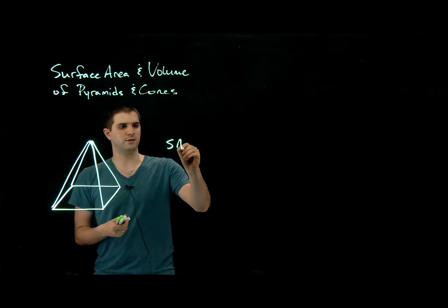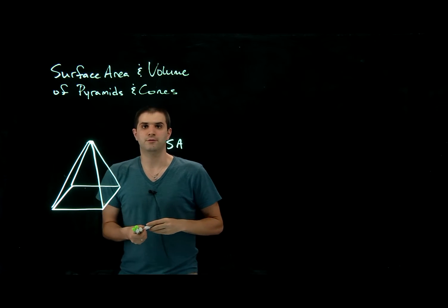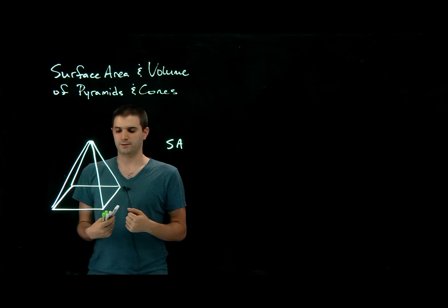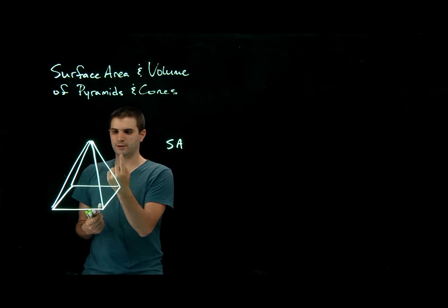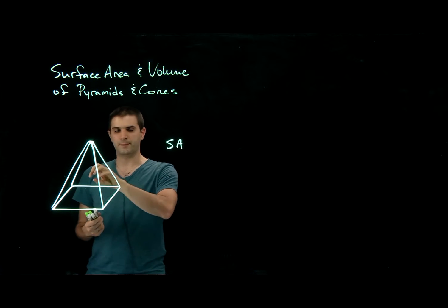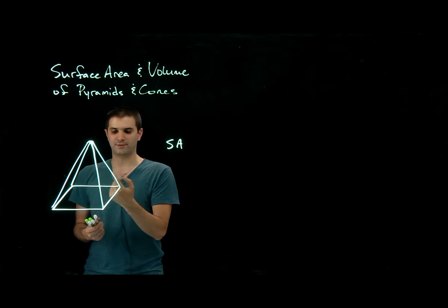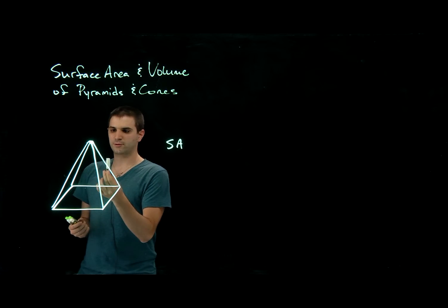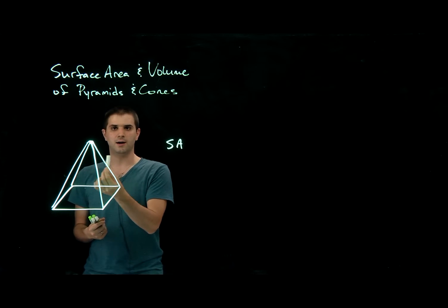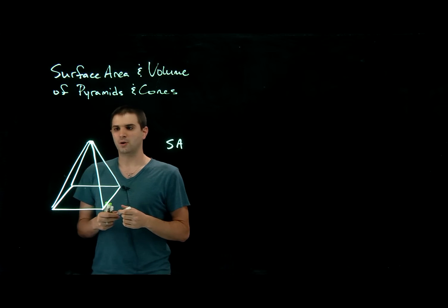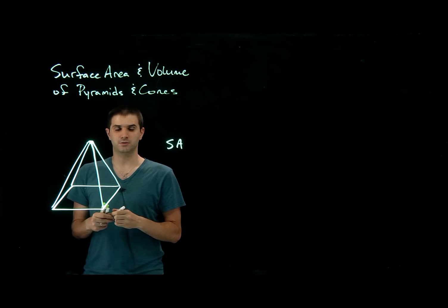So the surface area is going to equal... if we look at this, how many triangles are there? Well, in this case, there are 4. If there was a pentagonal pyramid, there would be 5. If it was a triangular pyramid, it would be 3. But basically, it doesn't matter. We have to find the area of all of these triangles and then add on the area of the base. So how can we figure out the area of all these triangles?